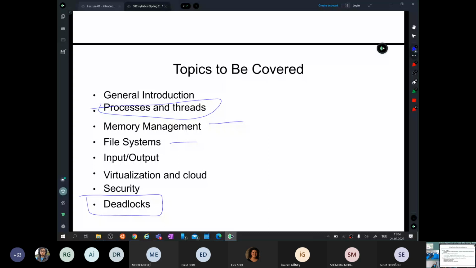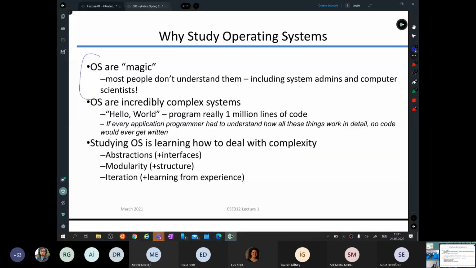Modularity is another technique that we use in software development. You don't write your 100 million lines of code in a single function, obviously. You have to modularize it. In your modules, you should have sub-modules, and under the sub-modules, you should have even more modularity.